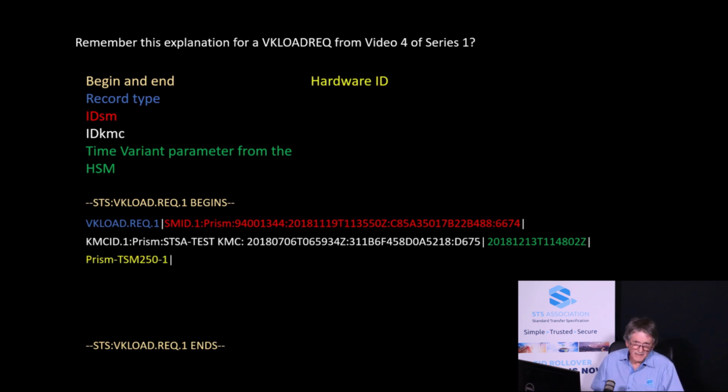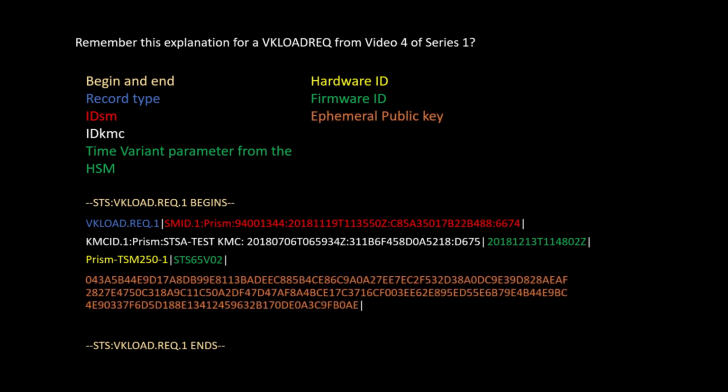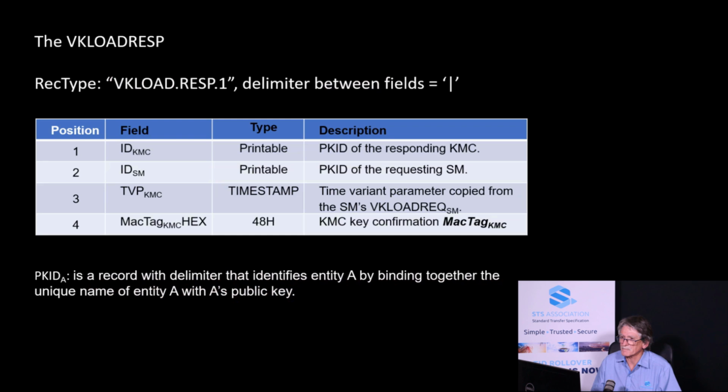Then you have the hardware ID of the secure module that generated the VK load request. You also have the firmware ID in green of the secure module in question, and all of these would have been recorded at the Key Management Center when you initially set up the new secure module with the KMC. And then you have an ephemeral public key for that module, and right at the end you have a message authentication code, and finally the 150E at the bottom there is just a CRC to make sure that none of the data has been played around with during transmission.